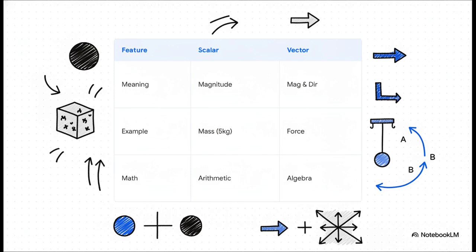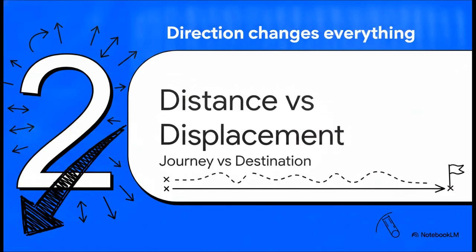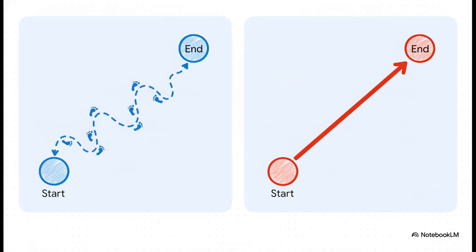Things like force or displacement. And because vectors have that directional element, you can't just add them up with simple arithmetic like you do with scalars. You have to use an entirely different mathematical system called vector algebra. So, the crucial takeaway here is that direction changes everything, which perfectly tees up Section 2, distance versus displacement, the journey versus the destination. When you're moving around, are you the kind of person focused on the journey or just the destination? Because that is exactly the difference between distance and displacement.